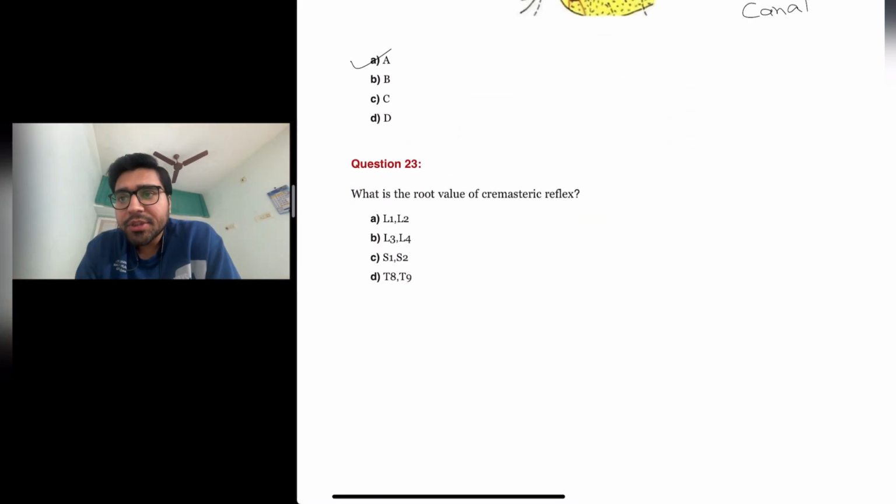The 23rd question is, what is the root value of the cremasteric reflex? This is a simple, straightforward, and fact-based question, and the answer is A, that is L1, L2. It is the root value of the cremasteric reflex. So, with this, we have completed the recall questions of AIIMS 2017.